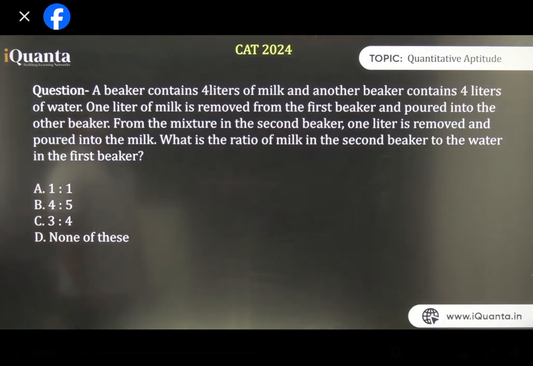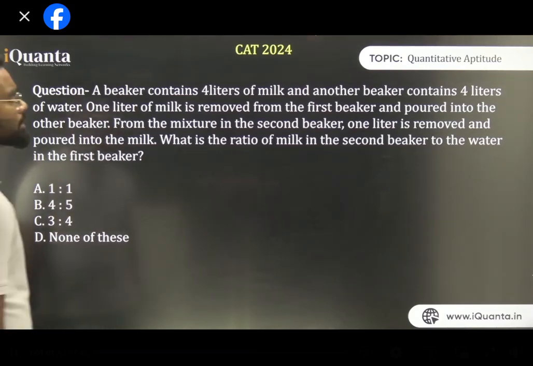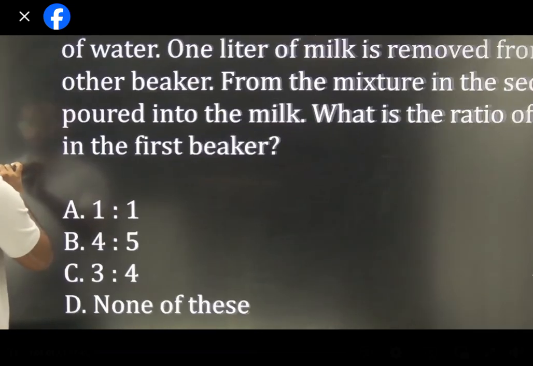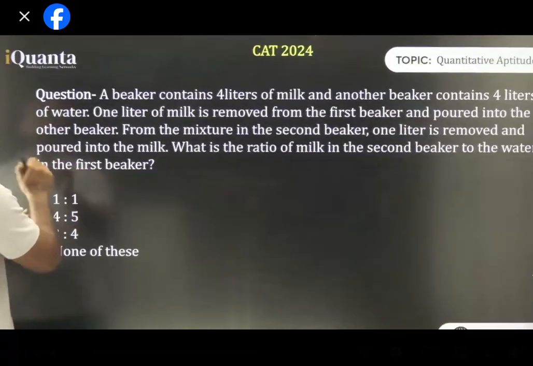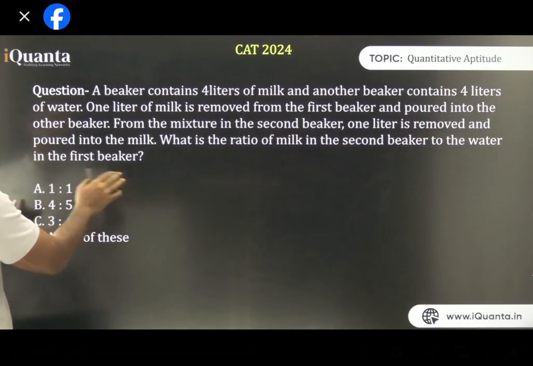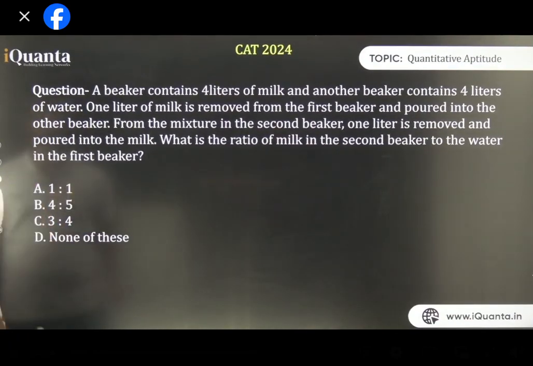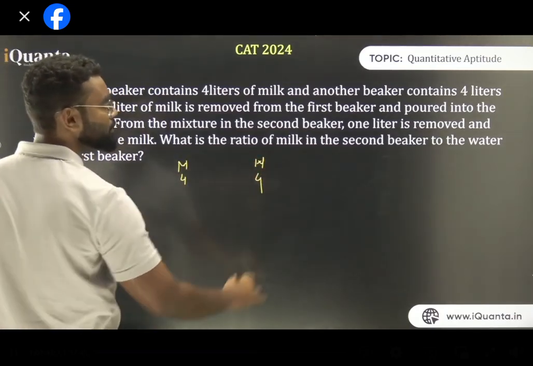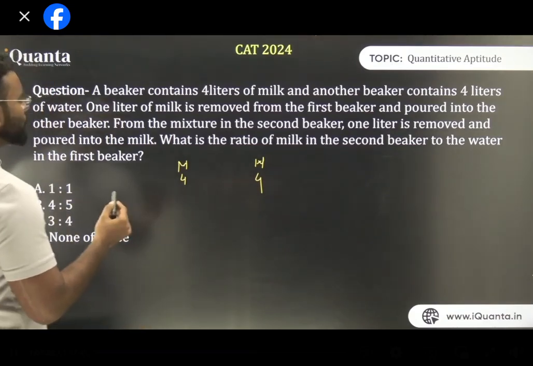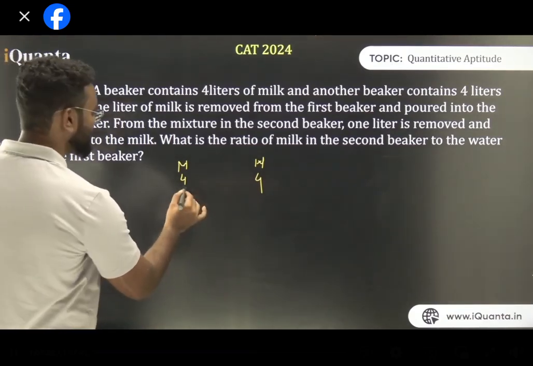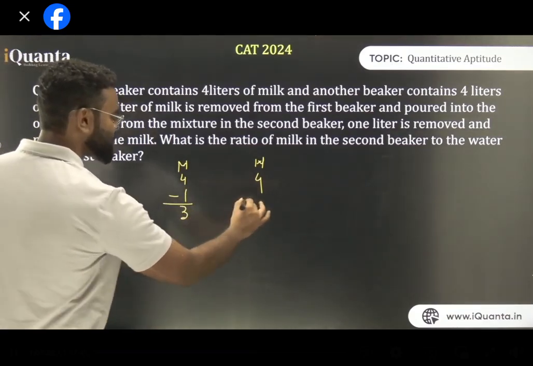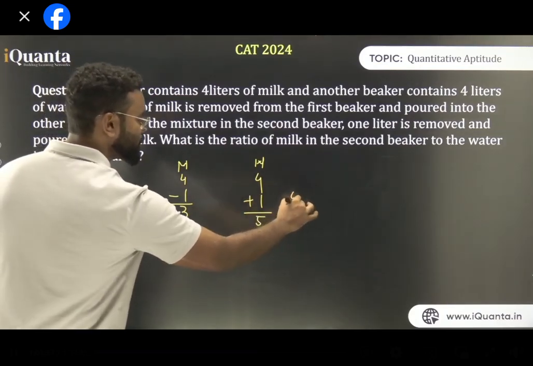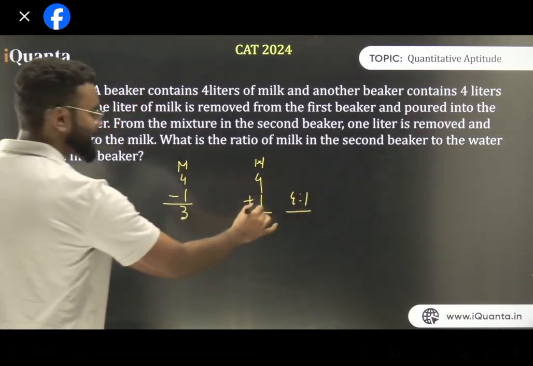A beaker contains 4 liters of milk and another beaker contains 4 liters of water. From the mixture in the second one, what is the answer? So first one is milk, right? Milk is 4 liters and water is 4 liters. Now 1 liter of milk is removed from the first beaker and poured into the second beaker. So this is -1, so it becomes 3. And this is +1, so it becomes 5, but in the ratio 4:1. That is the ratio, because this 1 is milk.